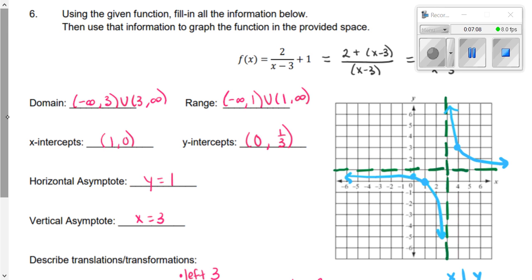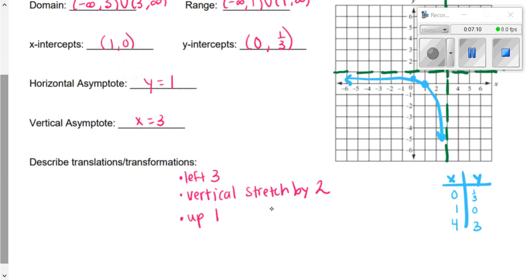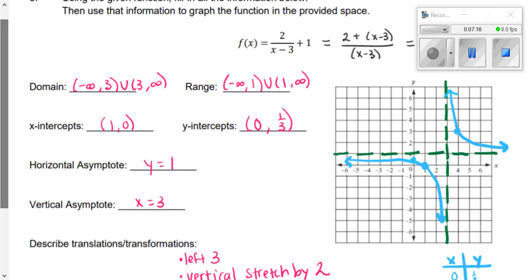Okay, so the part that I said I wasn't writing down is this transformation. We said that out loud. And this is what your picture should look like. It's this part over here.